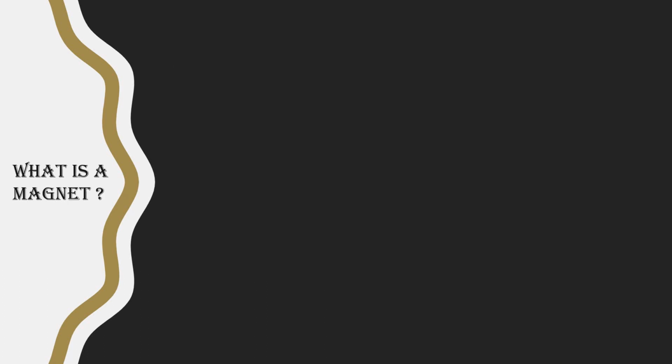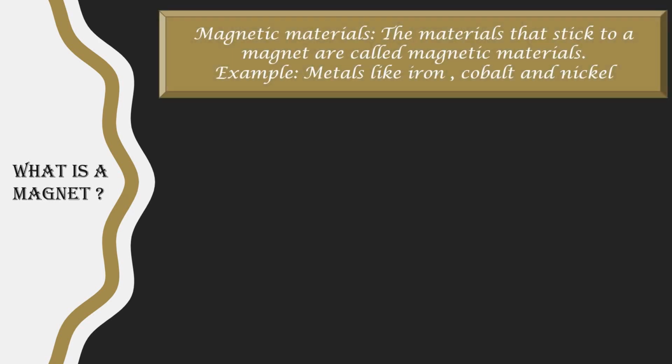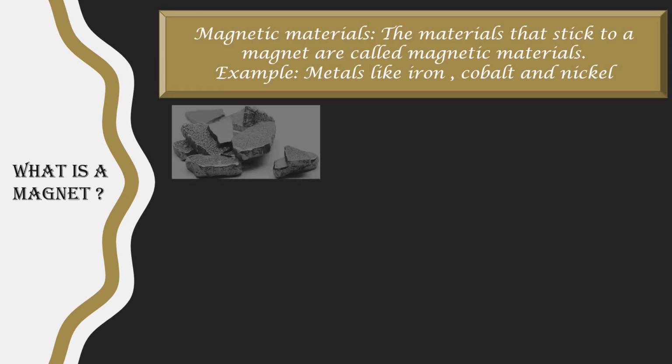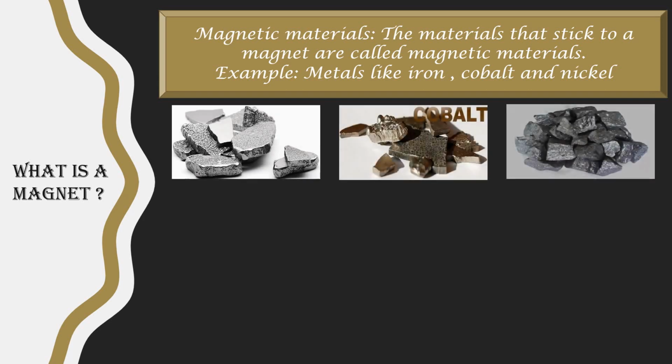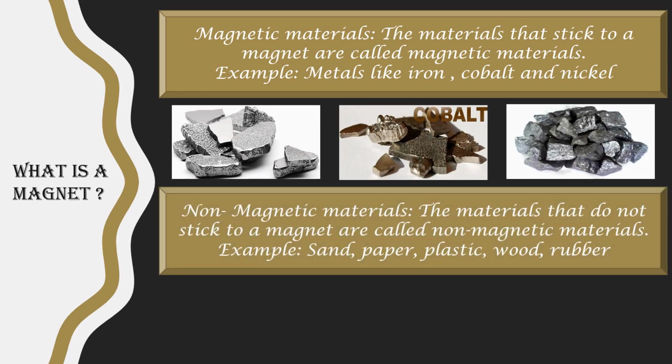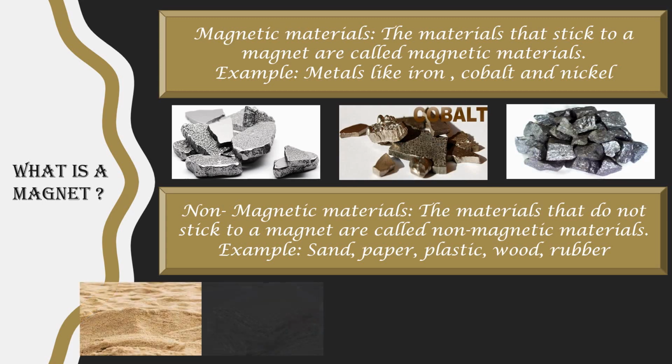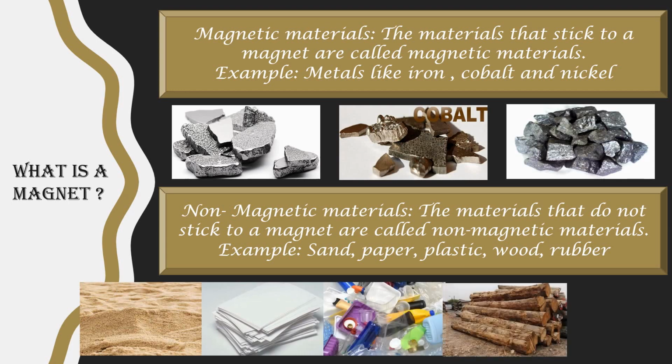Now students, let us understand magnetic and non-magnetic materials. First, what are magnetic materials? The materials that stick to a magnet are called magnetic materials, and examples of magnetic materials are metals like iron, cobalt and nickel. Now, what are non-magnetic materials? The materials that do not stick to a magnet are called non-magnetic materials. For example, sand, paper, plastic, wood and rubber.